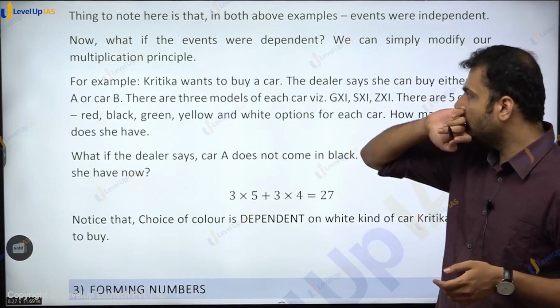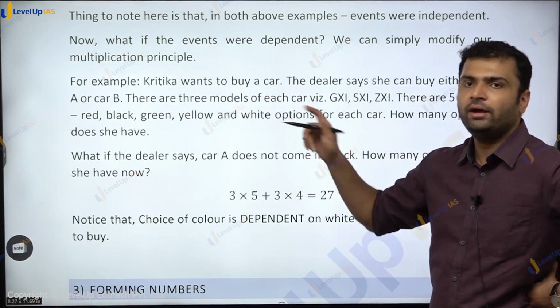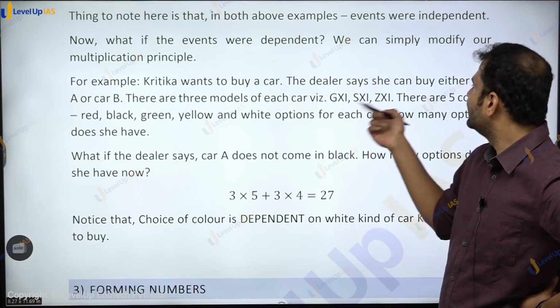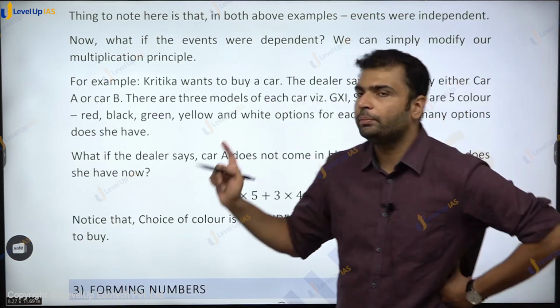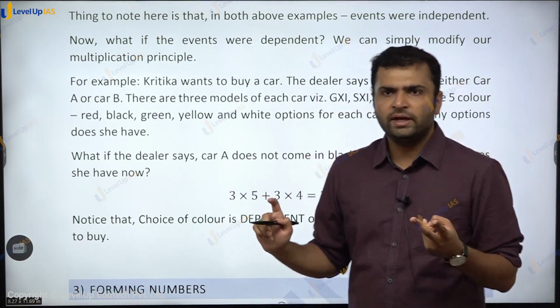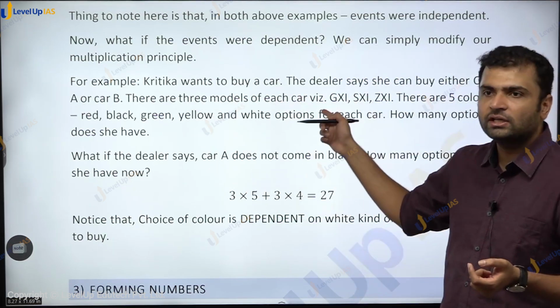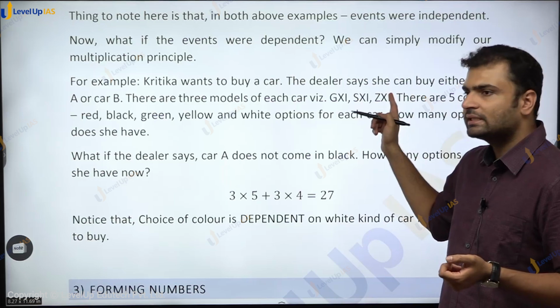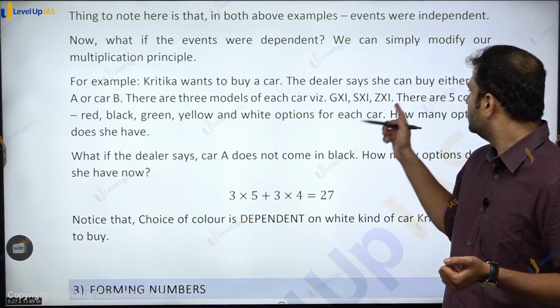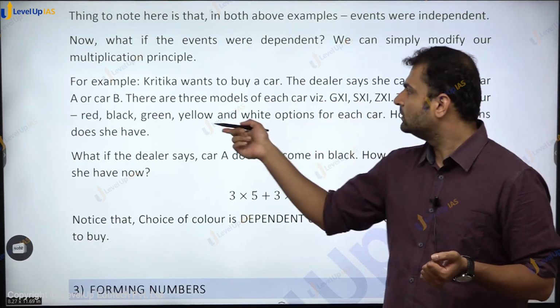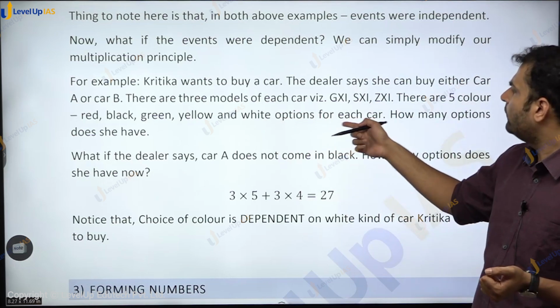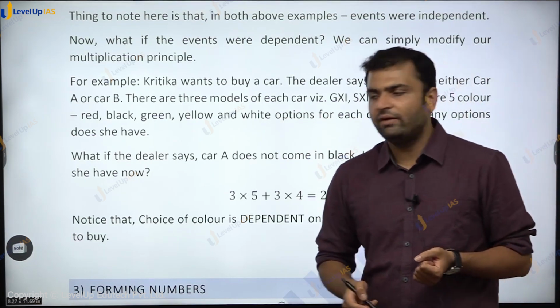Let us see this example. Kritika wants to buy a car. The dealer says she can buy either car A or B. So there are two cars. Then there are three models of each car, that is GXI, SXI and ZXI. And there are 5 colors for each car. So how many options does she have in total?